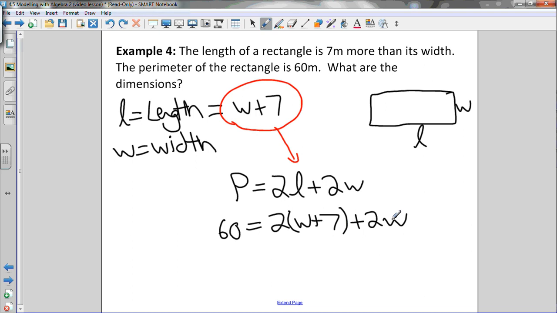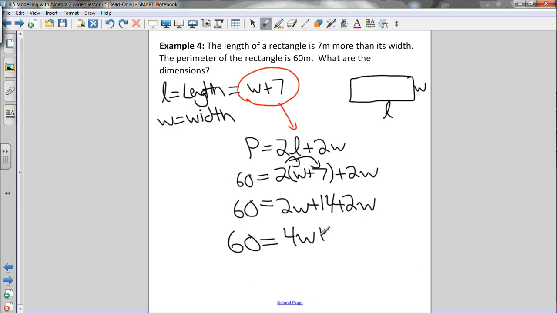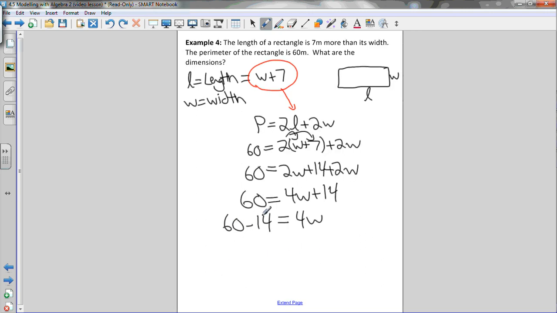And now I have an equation that has only one unknown. So I can solve that equation. So I have 60 equals, I'll distribute this 2 to the W and the 7. I get 2W plus 14 plus 2W. So I get 60 equals 2W plus 2W is 4W plus 14. Now I need to isolate the term that has the W, so move this 14 to the other side. So I have 60 minus 14 equals 4W. If I take away 14 from 60, I get 46 equals 4W.